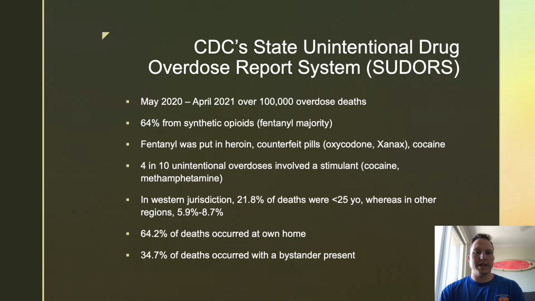So this is the CDC State Unintentional Drug Overdose Reporting System, also known as SUDORS. From May 2020 to April 2021, there were over 100,000 overdose deaths. 64% were from synthetic opioids, so fentanyl, the majority. And fentanyl was placed in heroin, counterfeit pills, like oxycodone, Xanax, and even cocaine. 4 in 10 unintentional overdoses involved a stimulant, so cocaine or methamphetamine. And in the Western jurisdiction, 21.8% of deaths were under the age of 25. And then 64.2% of deaths occurred at home, and 34.7% of deaths occurred with a bystander present.